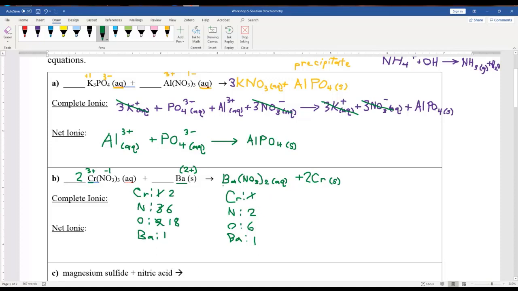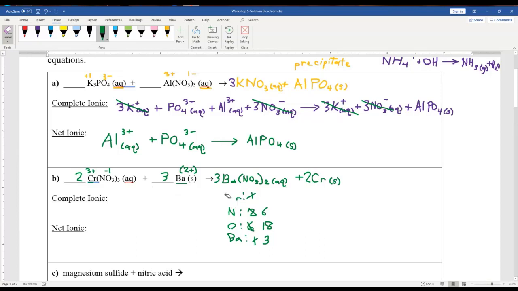So what would I put in front of the barium nitrate? 3. Very good, Daniel. Awesome. You got a 6 there. And then, of course, 3 times 6 is 18 oxygen. And then I have 3 bariums, and all I have to do is balance the barium, and I'll put a 3 here. So maybe that was unnecessary to go through, but I just thought it might be helpful. Yes, thank you. No problem.